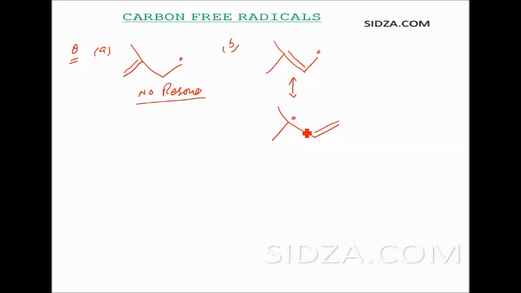It will go back here and form the first one again. So you get two canonical structures, and resonance is possible here. There is no such resonance possible in the first one because you have two single bonds continuously. So this is not a conjugate system. This pi bond cannot delocalize the free radical. That's why B, the second one, is more stable than the first one. This is the order of stability.